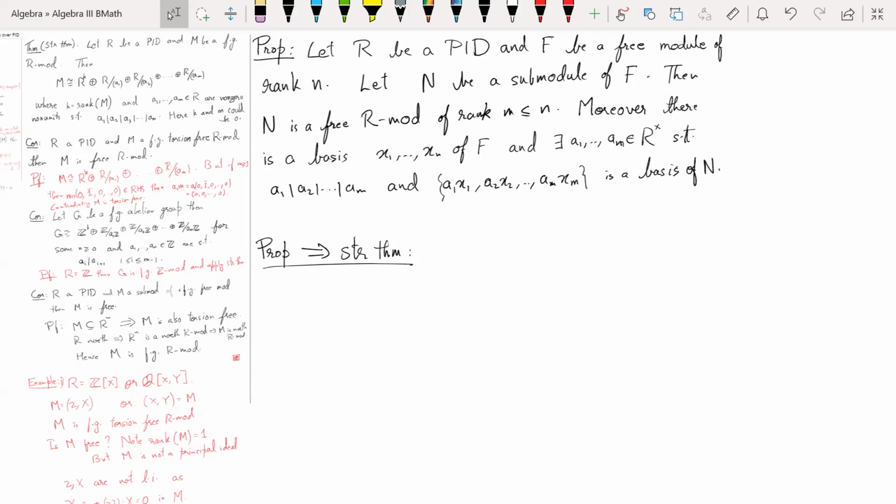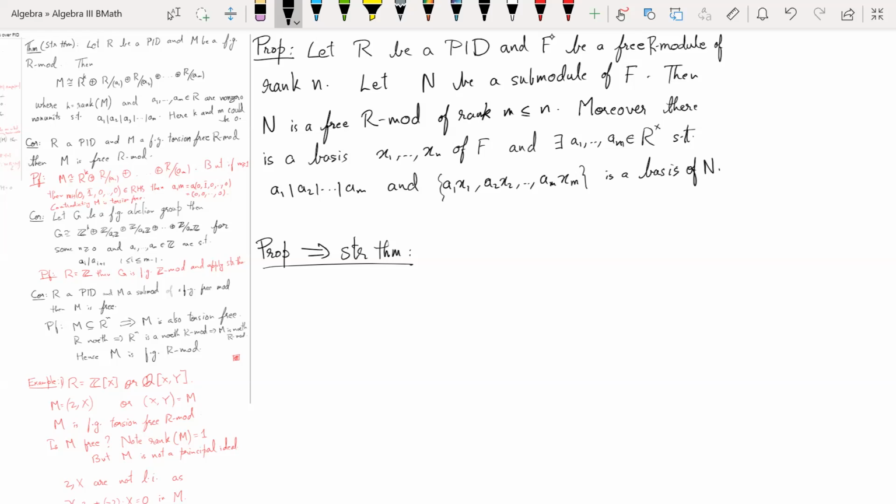So let R be a PID and F be a free R module of rank n. Let N be a submodule of F. Then this proposition says that N is a free R module of rank m less than or equal to n. So it can't have rank more than n.